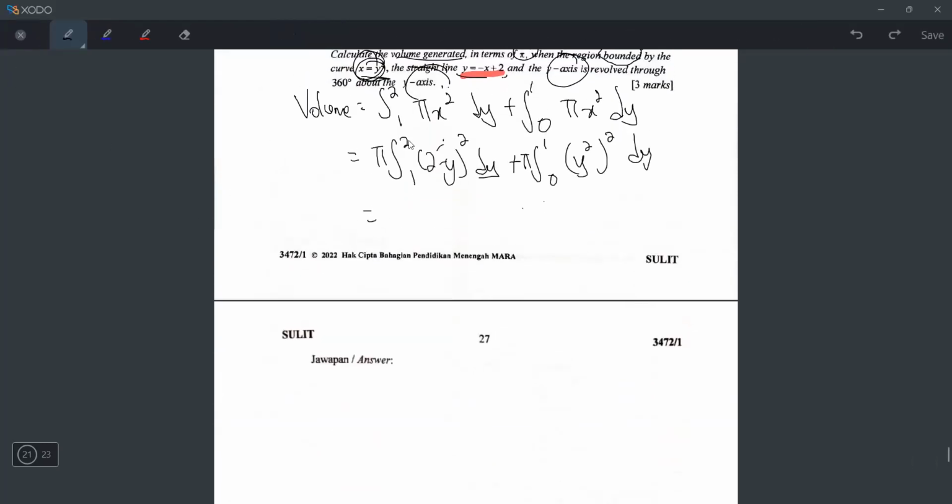Okay, so how do you integrate this? Pi. Okay, since this is power 2, it means I have to expand first, but it's okay. You can use the other method also. The other method is to just integrate directly. Just take 2 minus y power 3 over 3. But you have to be careful because you have to differentiate the inside of the bracket as well. Differentiate 2 is 0, differentiate negative y is negative 1. And then close bracket, 2, 1.